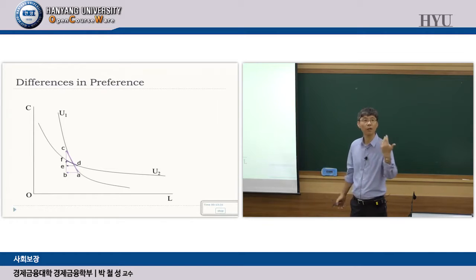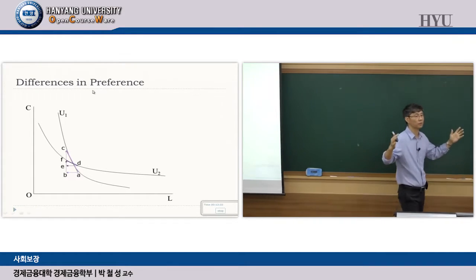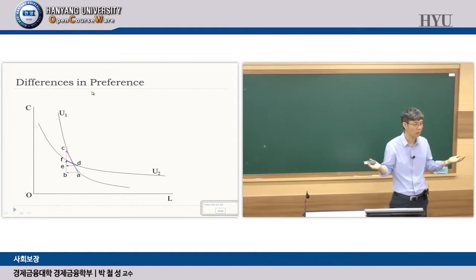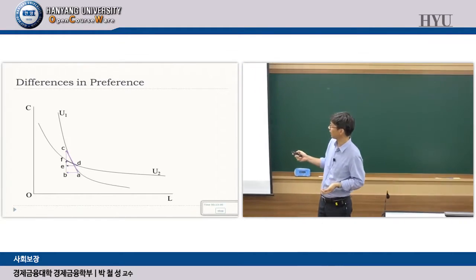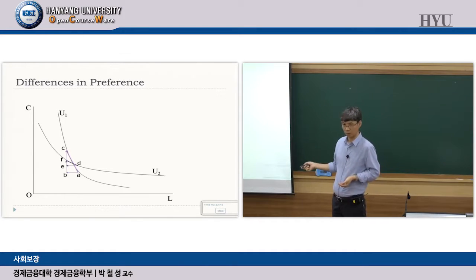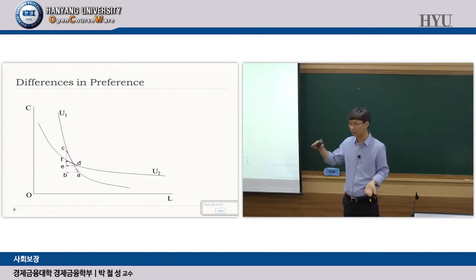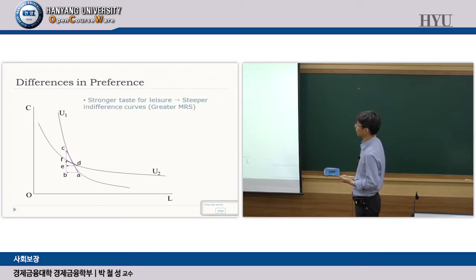Person 1 wants more compensation, which means this person likes leisure more. So we compare these two individuals. We can say that a steeper indifference curve indicates a higher degree of preference for leisure. Simply, a steeper indifference curve means this person likes leisure a lot more than the person who has a flatter indifference curve. That comes in handy later.